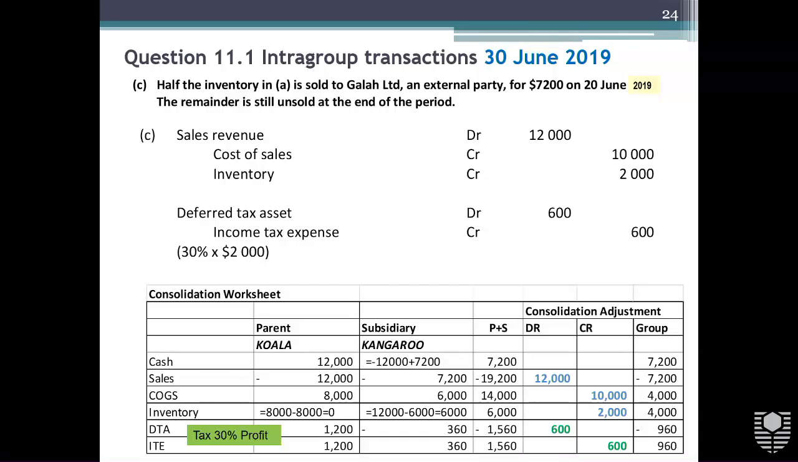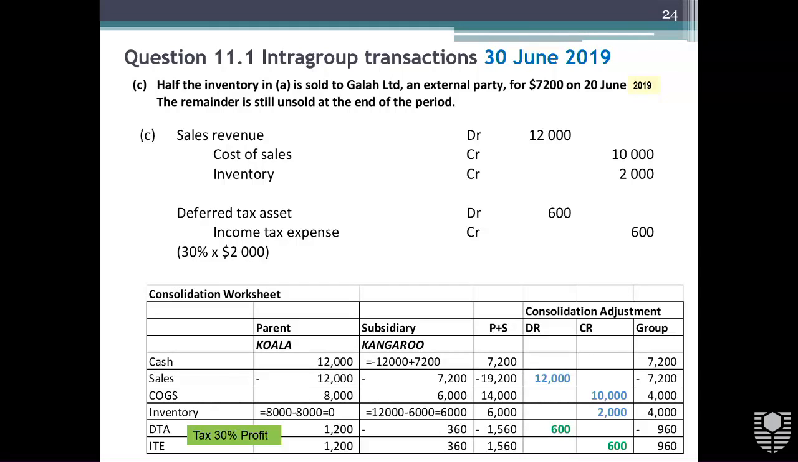Our inventory account, our inventory was 8,000. We've sold half of it, so it's 4,000. Our group must be 4, so we've got to get that to 4. It's currently at 0 in the books of the parent because they've sold it.